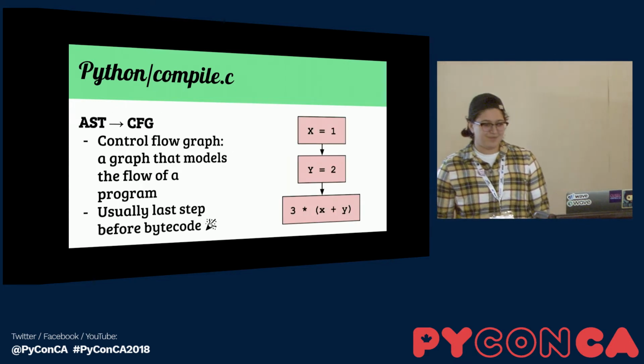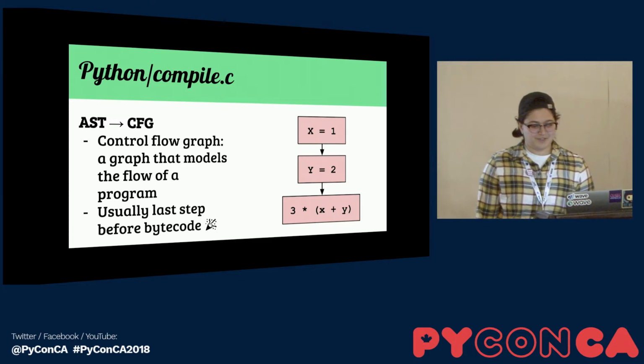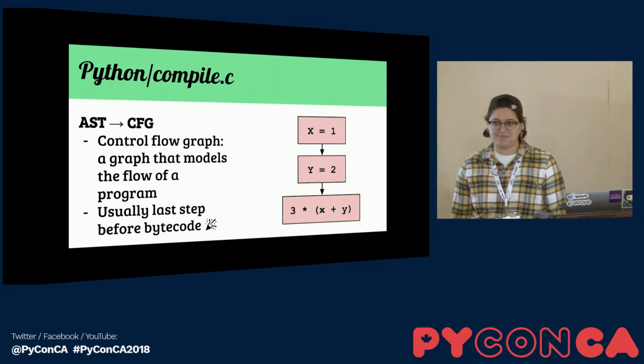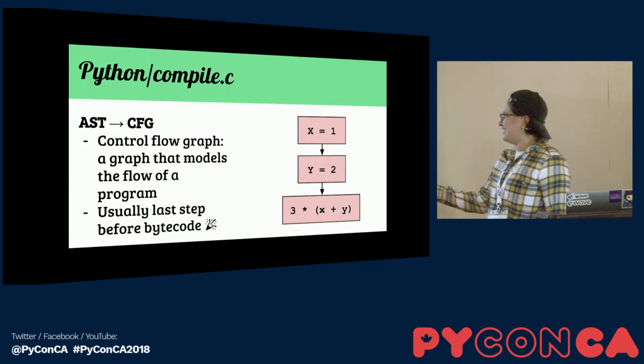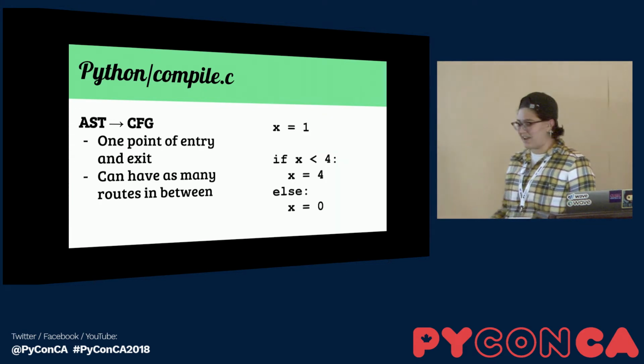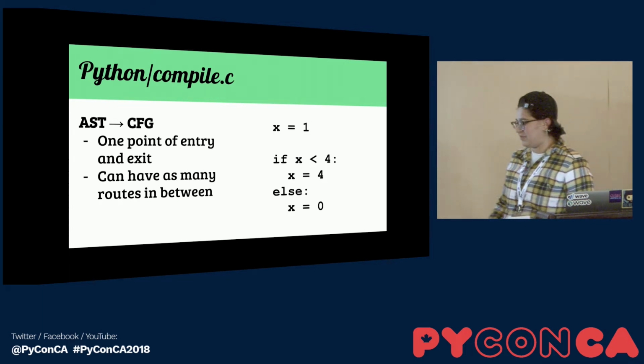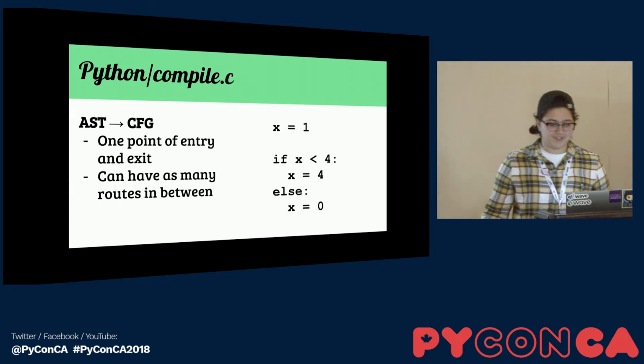And then we go to the control flow graph. The control flow graph is a directed graph that models the flow of a program. It's usually the last step before bytecode. So if you got to this point, you're doing pretty good. Our code here is an example of the control flow graph, but the control flow graph can have many routes. As long as you have a point of entry and a point of exit, you can have as many different potential routes as possible.